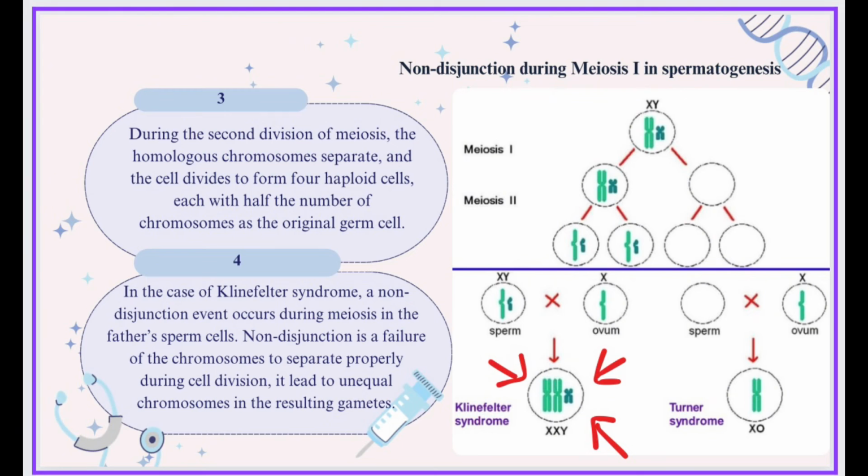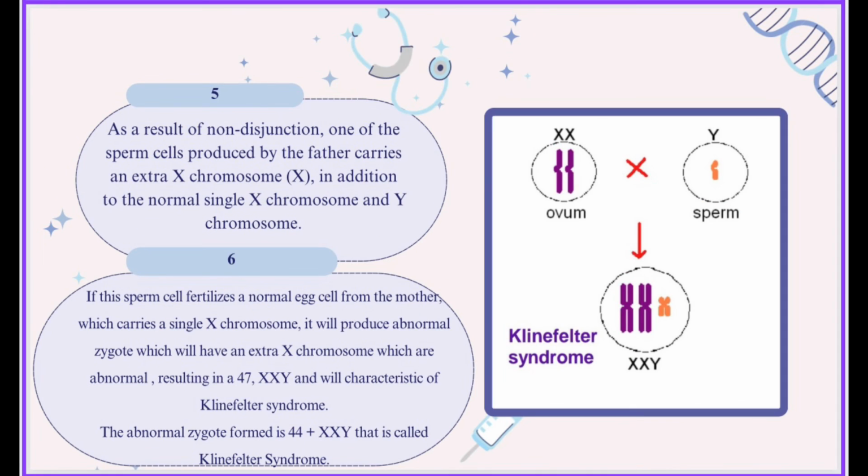If the sperm cell fertilizes a normal egg cell from the mother, which carries a single X chromosome, it will produce an abnormal zygote which will have an extra chromosome from the normal one. As a result, that person will have 47 chromosomes, XXY, and will have the characteristics of Klinefelter syndrome.